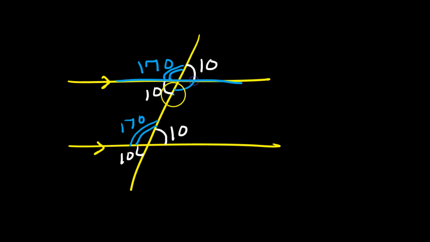And then we've got the vertical angles happening again. If this is 170, this is 170. If this is 170, this is 170. So by giving you one angle, you can very quickly find all 8 by using corresponding angles, vertical angles, and supplementary angles. Okay, so that is what's happening on this problem.